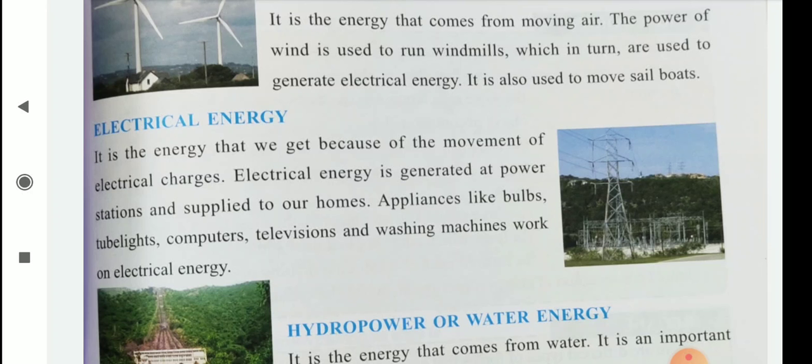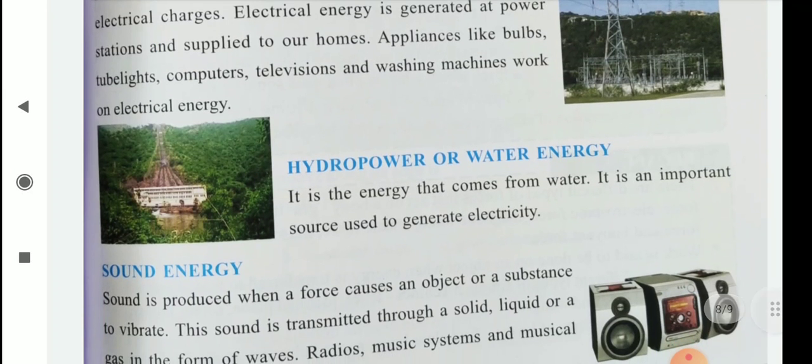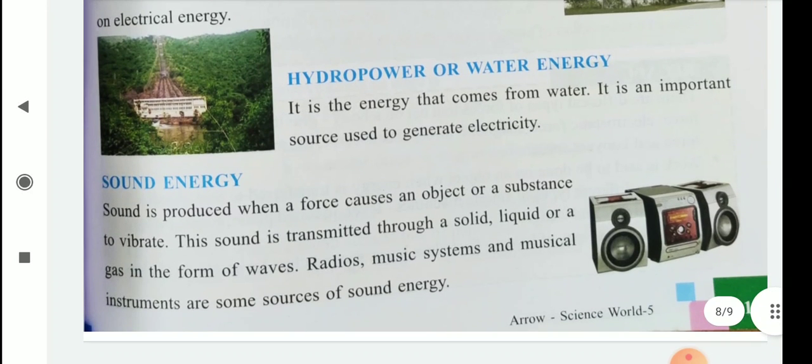Okay. Then hydropower. Hydro means water, children. So water energy. It is the energy that comes from water. It is an important source used to generate electricity. Then sound energy. Sound is produced when a force causes an object or a substance to vibrate. This sound is transmitted through a solid, liquid or a gas in the form of waves. Radios, music systems and musical instruments are some sources of sound energy.